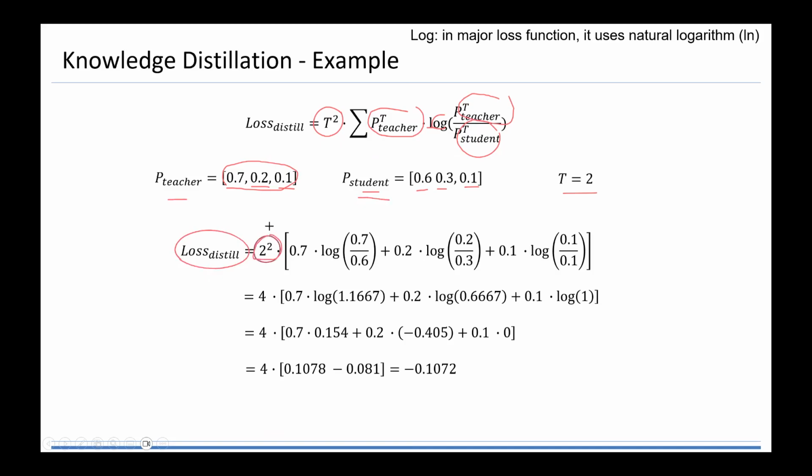So the loss distillation between the teacher and the student is 2 to the power of 2, and then we do the summation of 0.7 multiplied by log 0.7, this is from the teacher, divided by 0.6, from the student. And then we calculate with 0.2, the value from the teacher divided by the value from the student, plus 0.1 multiplied by log 0.1 from the teacher, divided by the value from the student. Then you can do it like this.